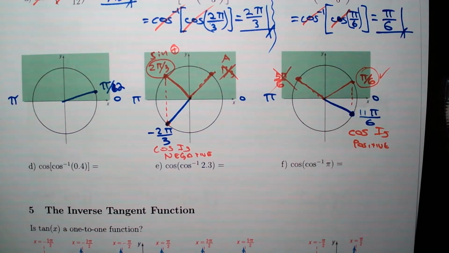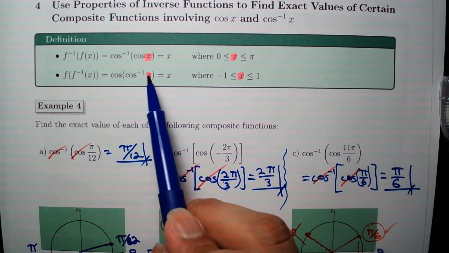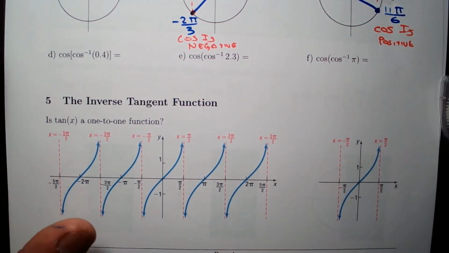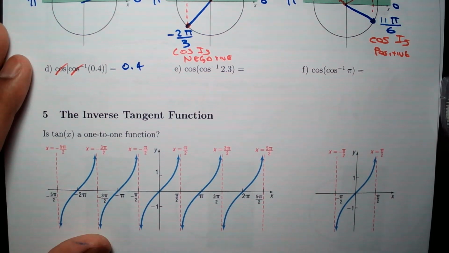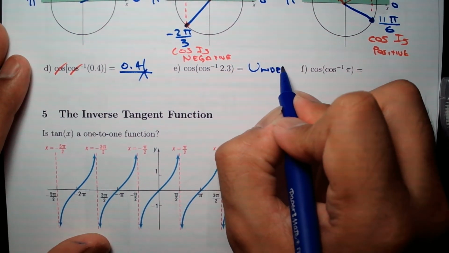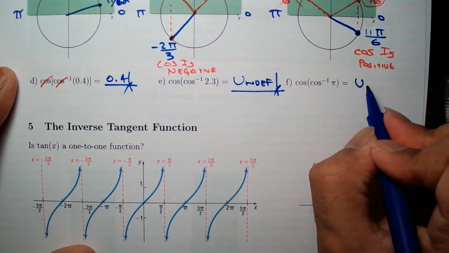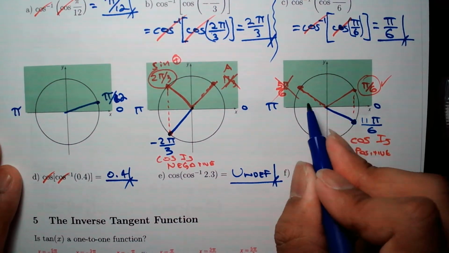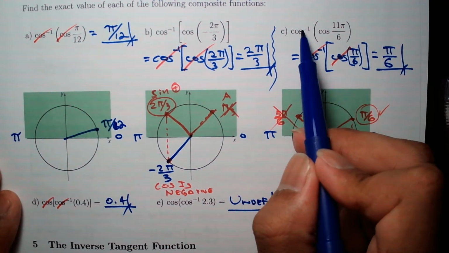And for the remaining, using a calculator, just like we did for sine, be sure for the reverse order that x is within -1 and 1. So in this case, we can do this because 0.4 is between -1 and 1. In this case, undefined, because 2.3 is outside of the range -1 to 1. Also, this one is undefined. Be careful with the symbol. This pi might look like it's within the green region, but look at the order of the composition. This is cosine of cosine inverse, not cosine inverse of cosine.